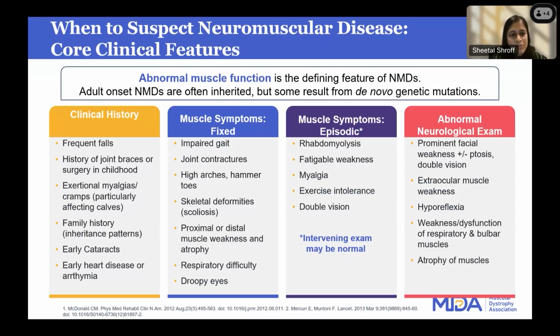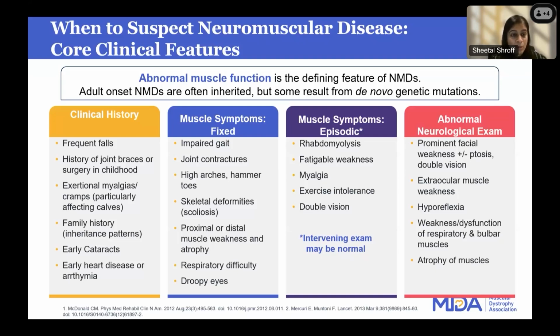Now, muscle symptoms can be categorized as either fixed or episodic. Fixed means, like gait, they can have an impaired gait, and that's not going to alter or change. They just have an impaired gait. Joint contractures tell us that this muscle weakness is long-standing. High arches and hammer toes occur in patients with inherited neuropathies like Charcot-Marie-Tooth. So they have these high arches and hammer toes. Again, it tells us that this is long-standing, meaning they might have had this for years.